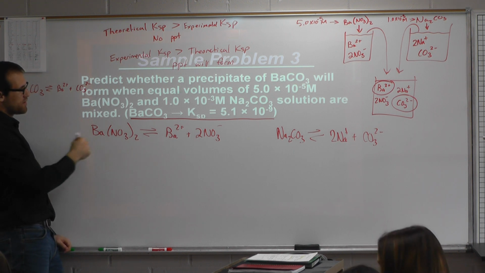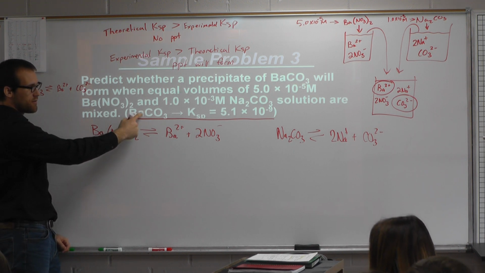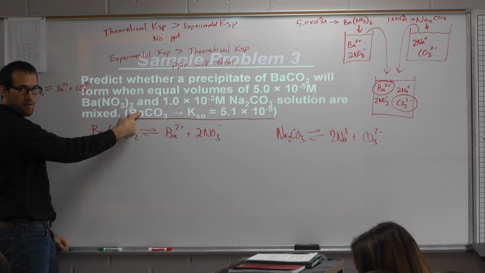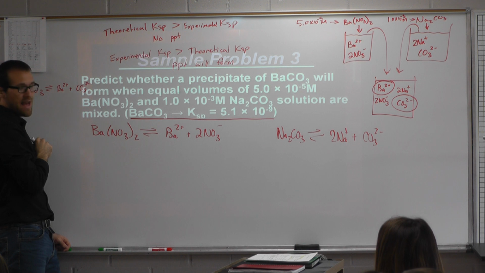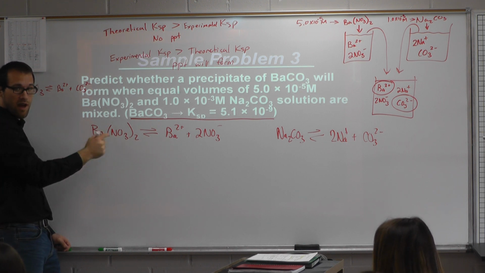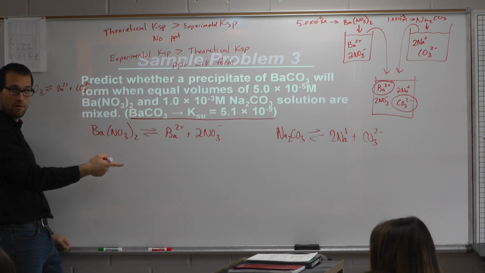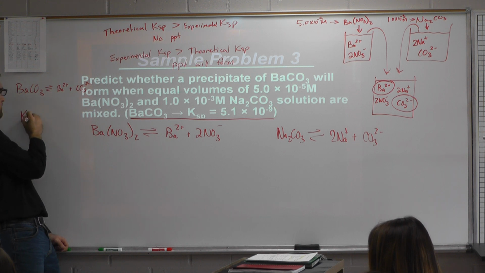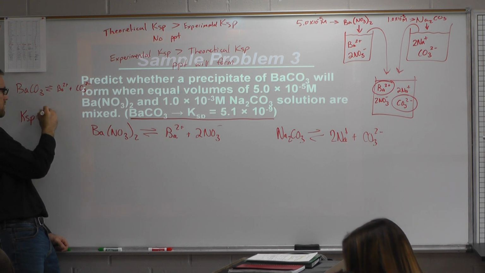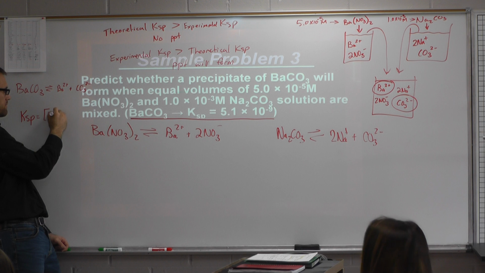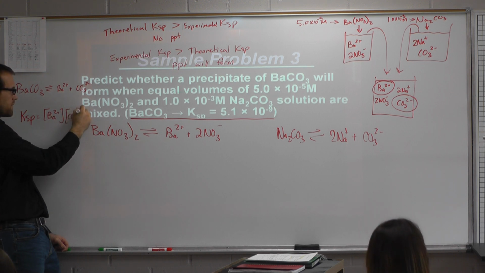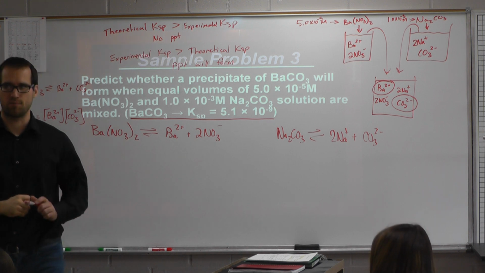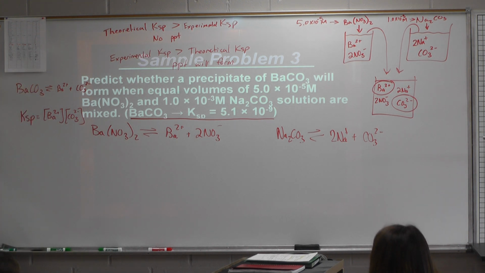When I want to find the KSP of this, so I can compare theoretical to actual. They gave me the actual, or the theoretical. I need to find the experimental. Alright? So I'm going to write the KSP expression. There's my KSP expression for my experimental KSP.